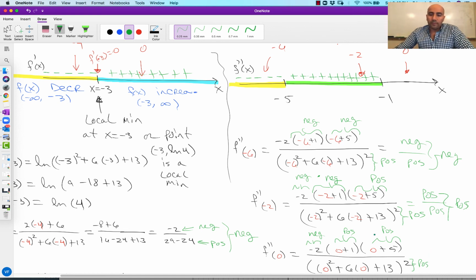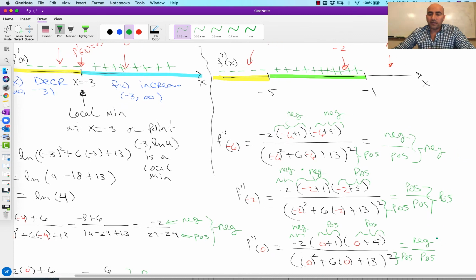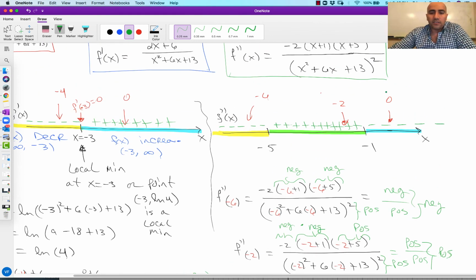So we'll end up with a positive times a negative. The numerator will be negative. The denominator will be positive. And so the whole thing will result in some negative value. We've established that in this final zone, from here to here, the second derivative function is going to be negative. Okay, so what does that tell us about the underlying function?